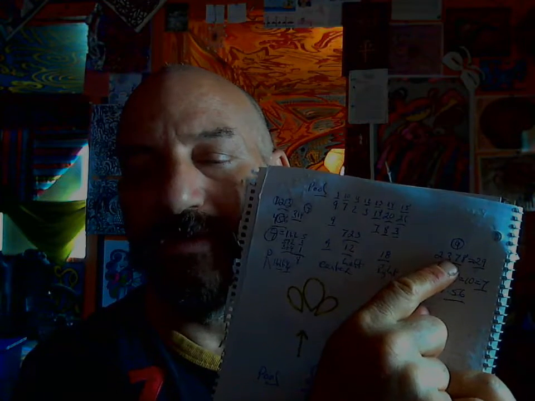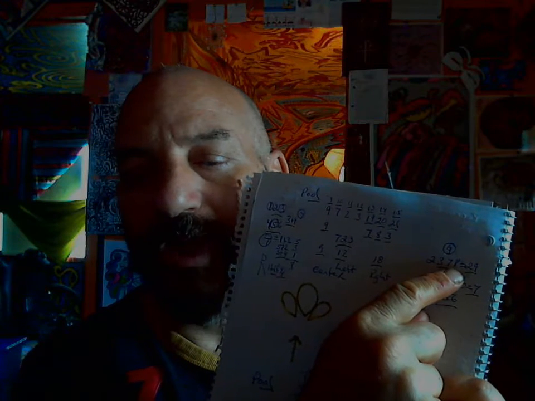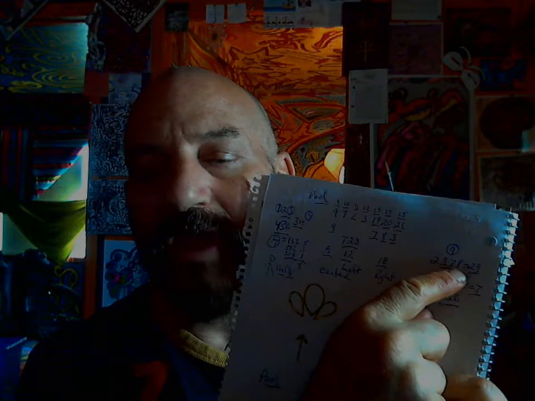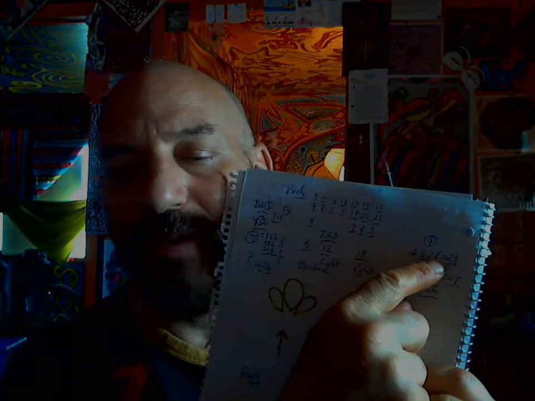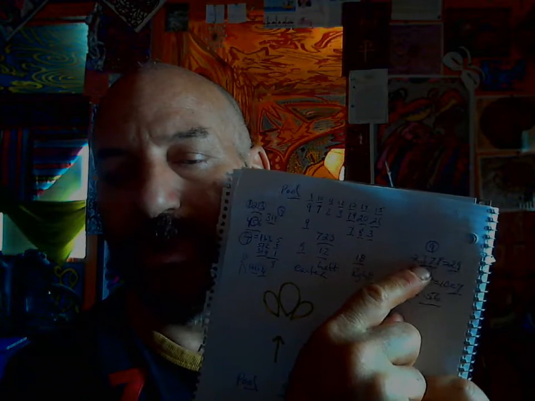2 times 3 is 6. 6 times 7 is 42. 42 times 8 is 320, and 16 is 336. 336 divided by 28 equals 12. Back to the queen. 12 equals 9 equals 3, 9.